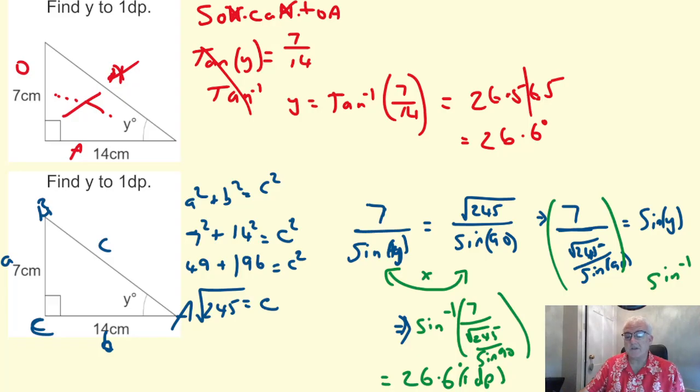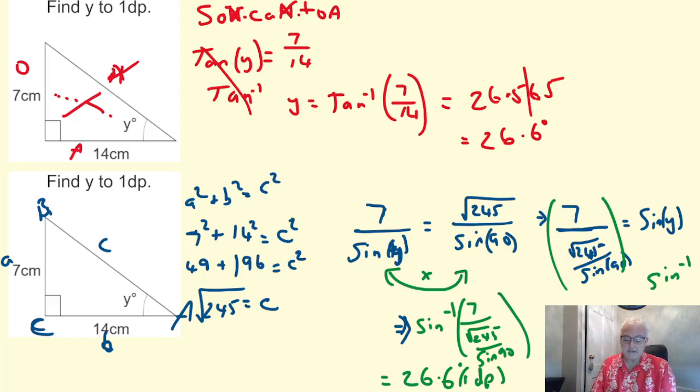Then I'm going to do sine minus 1 on both sides, so sine minus 1 of 7 divided by root 245 over sine 90 is going to give me 26.6 to 1 decimal place.